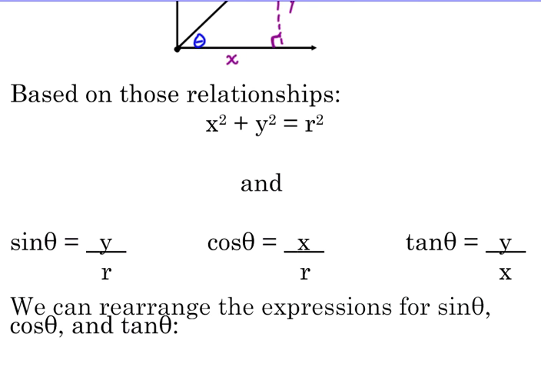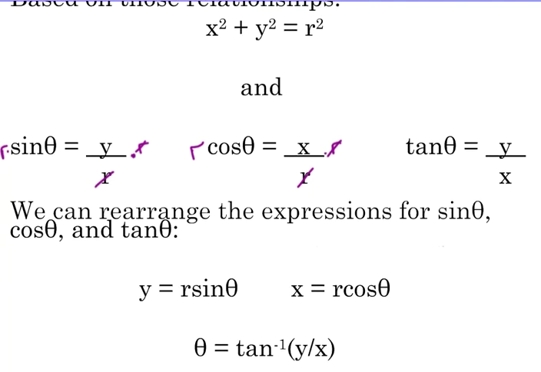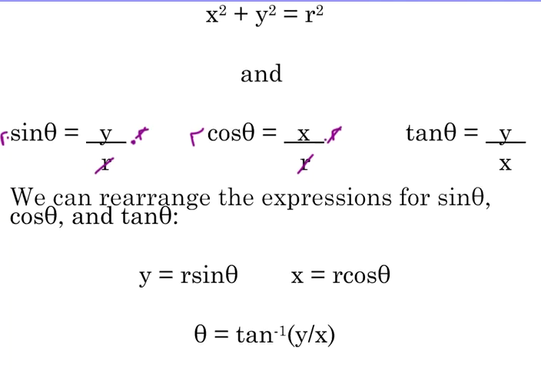Well, we need to isolate our sine and cosine for y and x, so we need to move that r to the other side by multiplying. If we rearrange these things, we end up with these three expressions. y is equal to r sine of theta. x is equal to r cosine of theta. So if we know r and theta, we just plug them into those two expressions and we can get x and y.